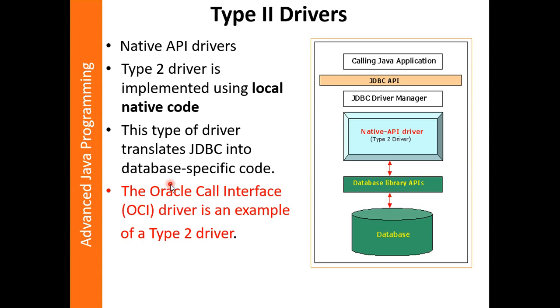Now moving to the next driver, that is type 2 driver, which is a native API driver. Now this native API driver converts our JDBC calls to native calls of the database API, and these native calls will be understood by the vendor database library, and it will in turn convert those calls to vendor specific database protocol. The type 2 driver example is Oracle Call Interface, that is the OCI driver.